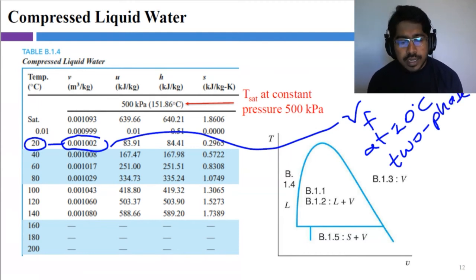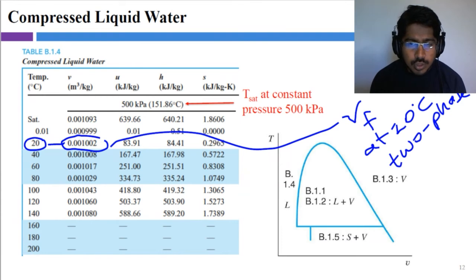It will give you a very close answer. Not going to be too far from this number. So this is why, because why? This is due to the same discussion we had earlier. Because in the compressed liquid region, the specific volume is not going to change too much with the pressure.